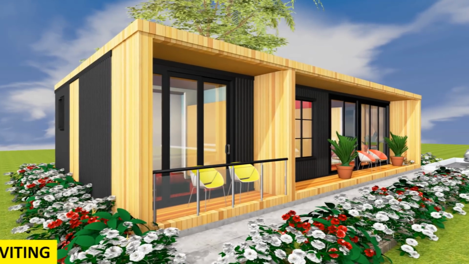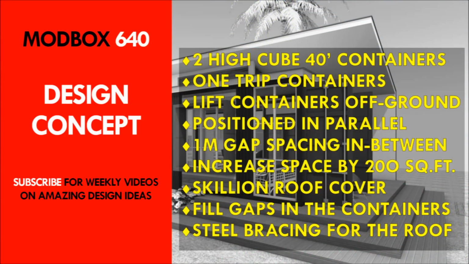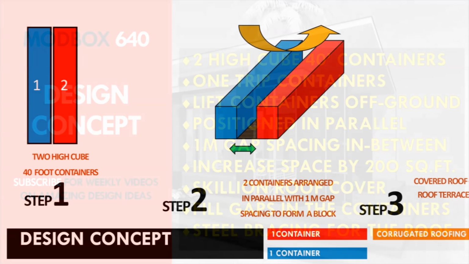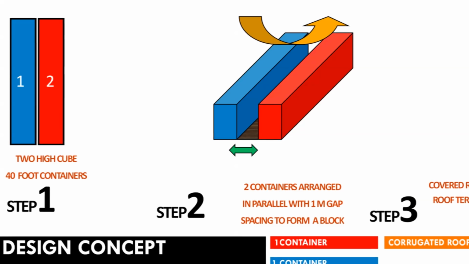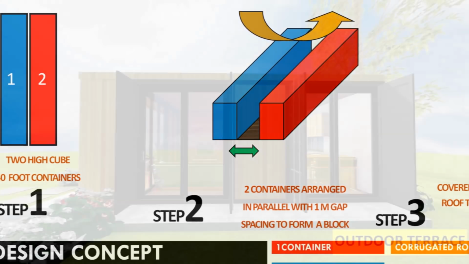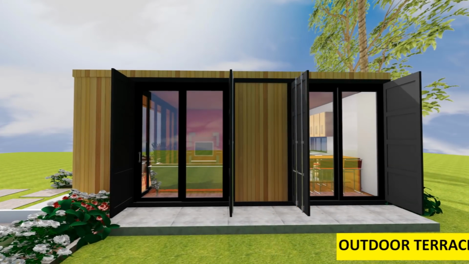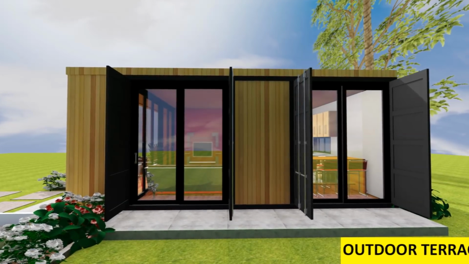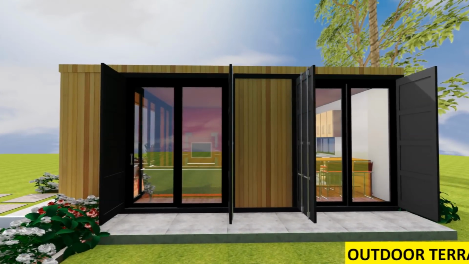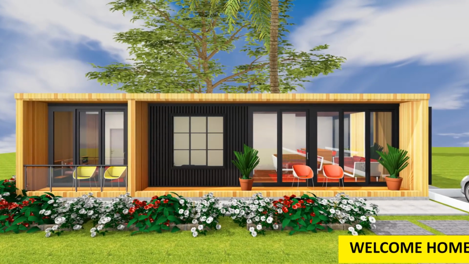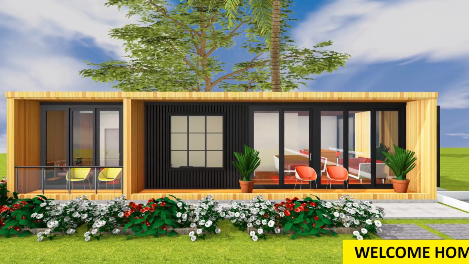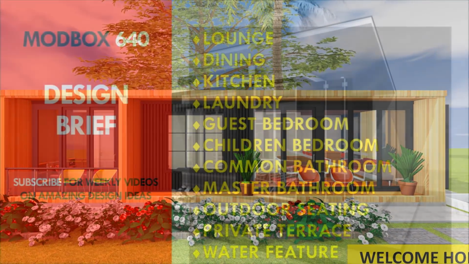Let's get started. First, we look at the design concept. On the design concept, we use 2 high cube 40-foot shipping containers, and you are encouraged to use a 1-trip shipping container if possible. The containers are arranged with a 1-meter gap in between to increase the floor area of our amazing house design. So feel free to explore different sizes of shipping containers, but in this design we used 2 40-foot high cube shipping containers.